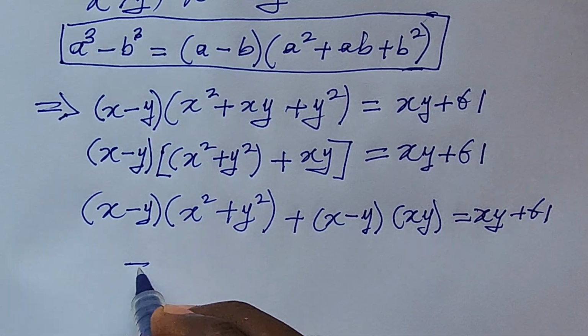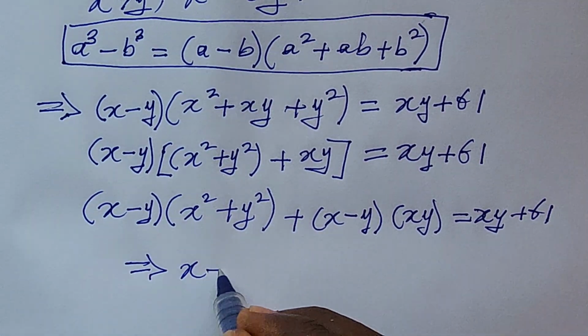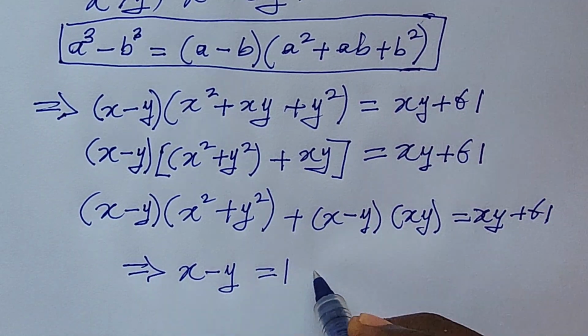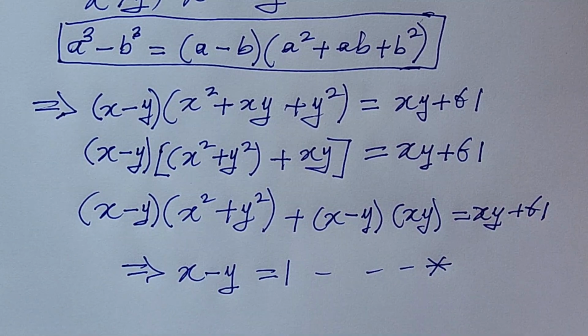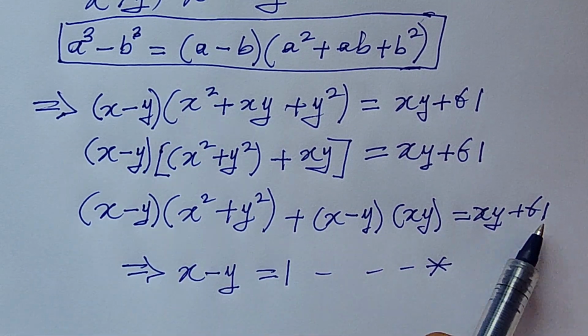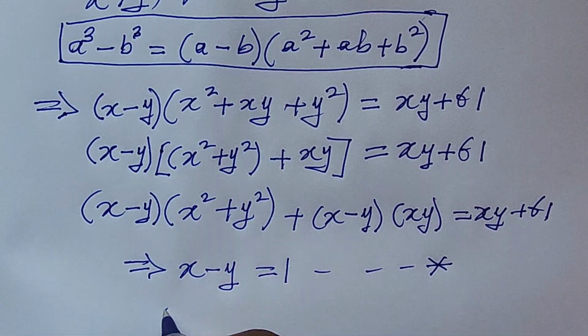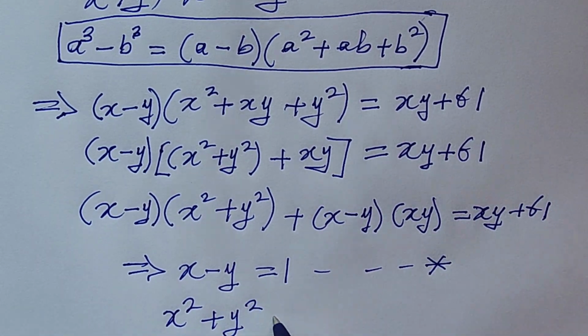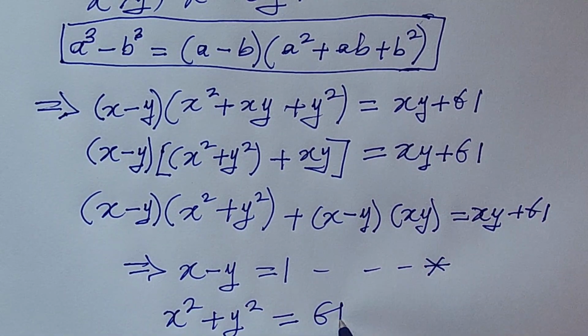So from here I can establish a new equation from this original equation. This now implies that x minus y is equal to 1. In fact, let's give this equation star. Then we are left with x to the power of 2 plus y to the power of 2 equal to 61.